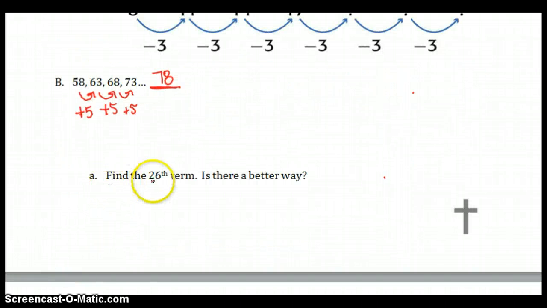Okay, little a says find the 26th term. Well, 1, 2, 3, 4, 5. I found the first 5 terms. So to find this 26th term, I will have to add 5 21 more times.